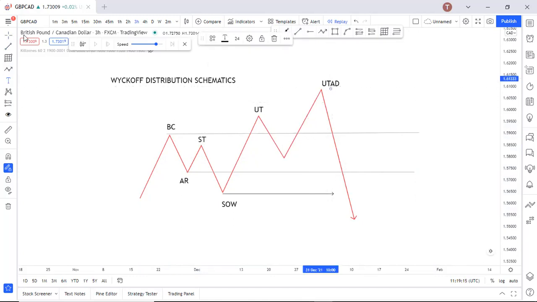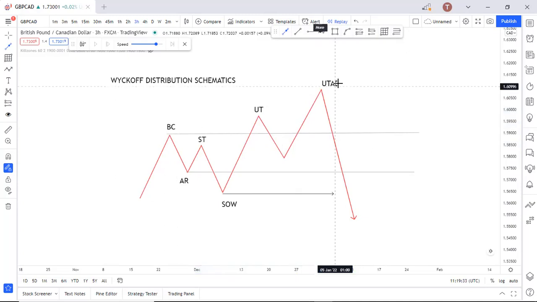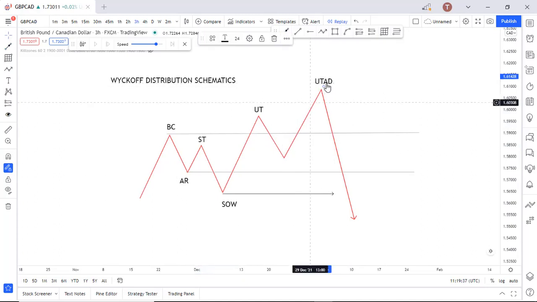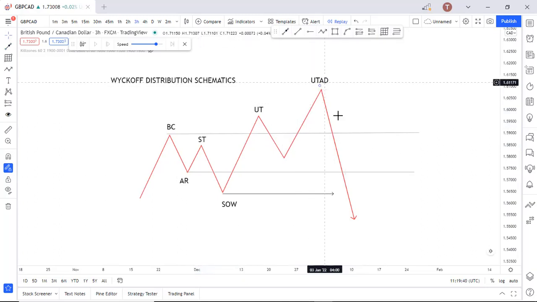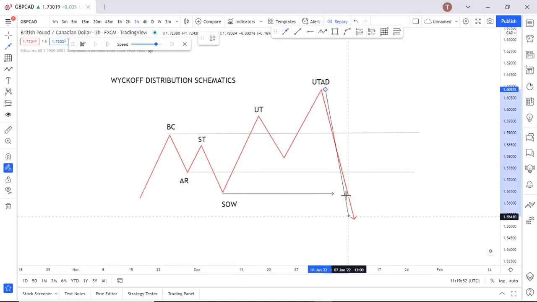The UTAD now takes all of the highs, that is the highs from the buying climax, the secondary test, and the Upthrust. The UTAD takes all of it out. So this UTAD signifies the end of this distribution. But before we can say this UTAD is valid, it will proceed to take out the sign of weakness, that is breaking. The UTAD will break below the old distribution.